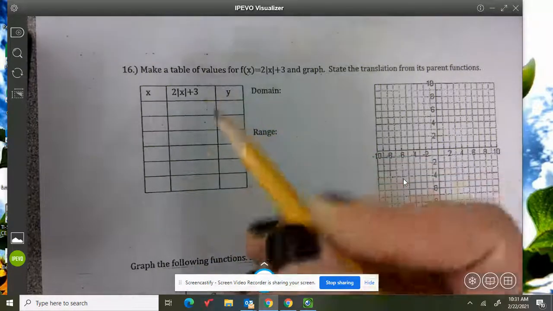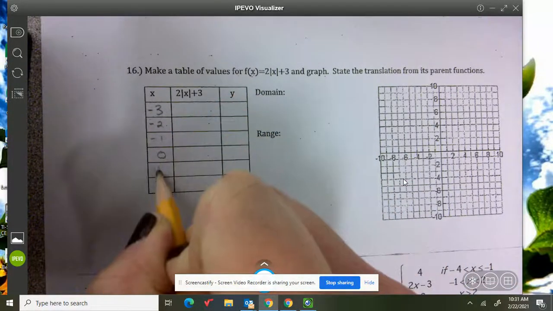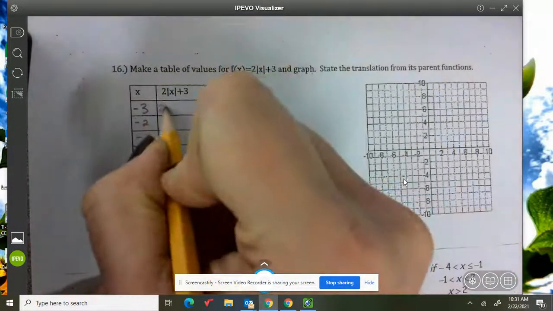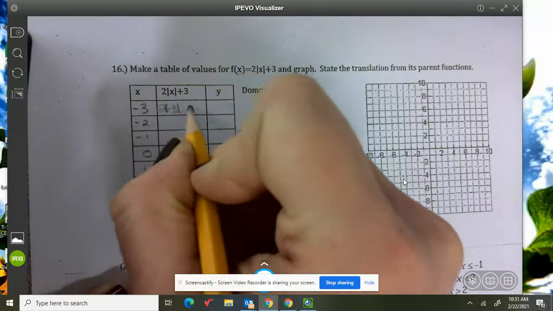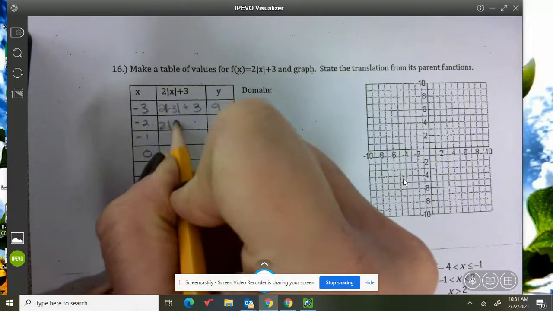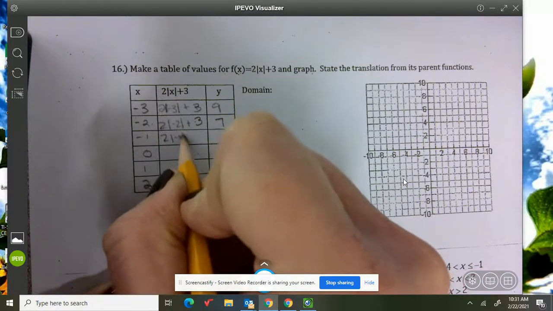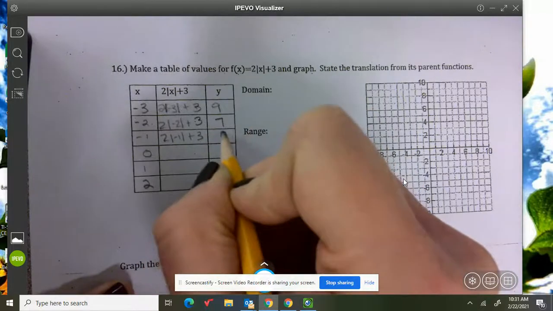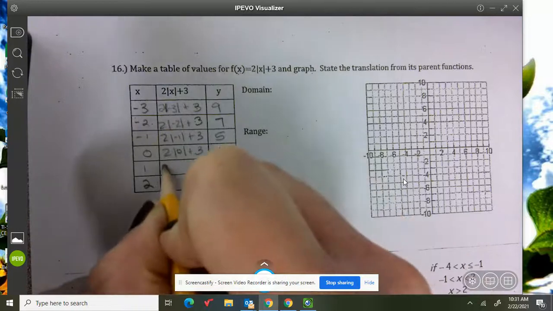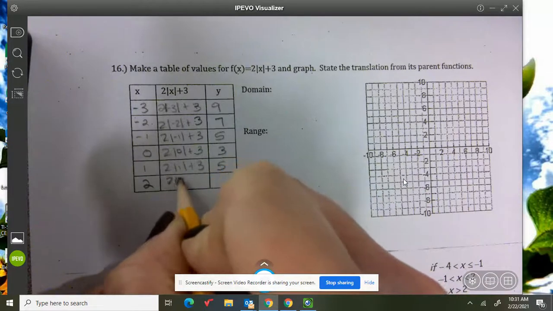So I tend to just pick values on the left side of the graph, the center, and the right side. Okay, some positive, negatives, and 0. So when I substitute in a negative 3, I'll get a positive 6 plus 3, which is 9. When I substitute in a negative 2, it'll become positive times 2, which is 4, plus 3, which is 7. Substitute in a negative 1 plus 3, that's going to be 5. Put in 0 plus 3, which is 3. Substitute in 1. Okay, it should be symmetrical going back.